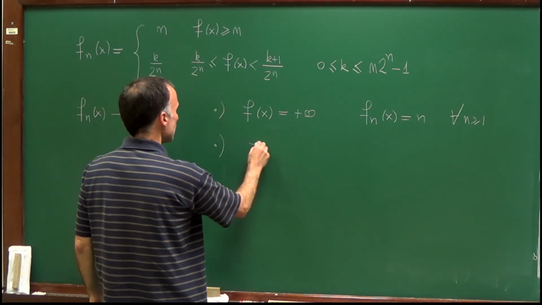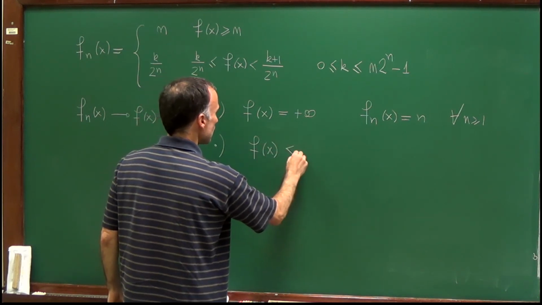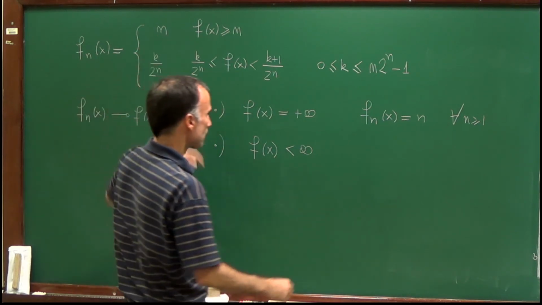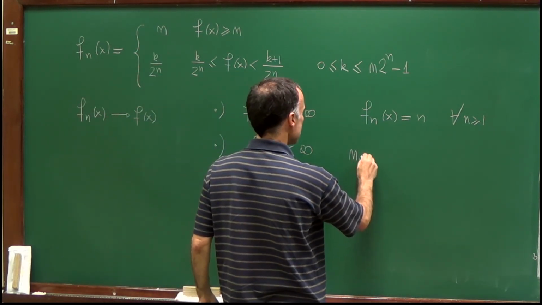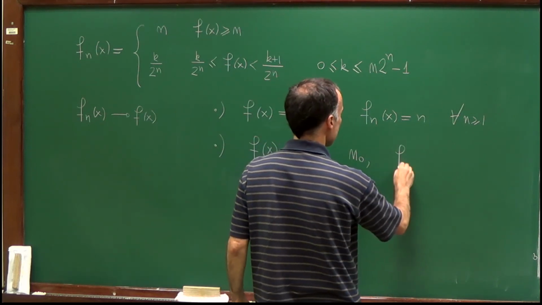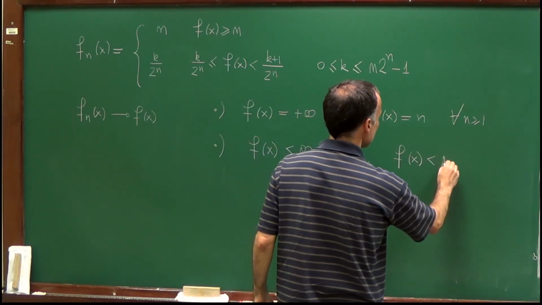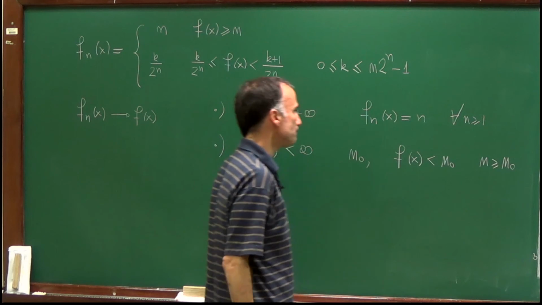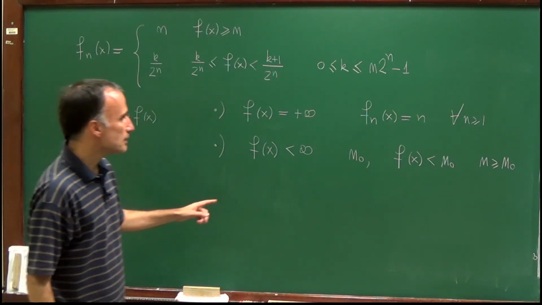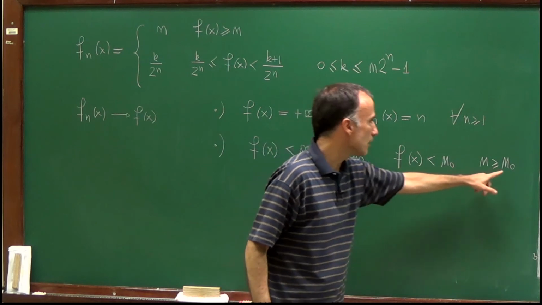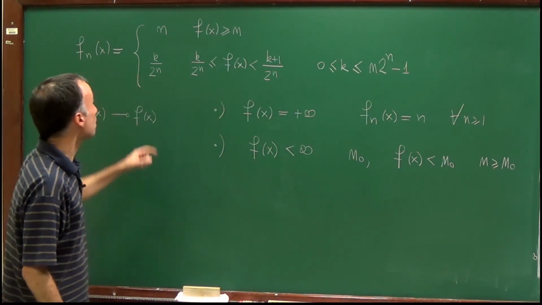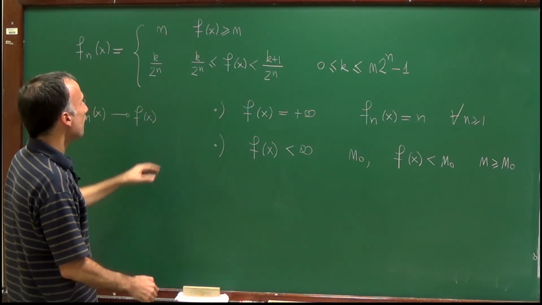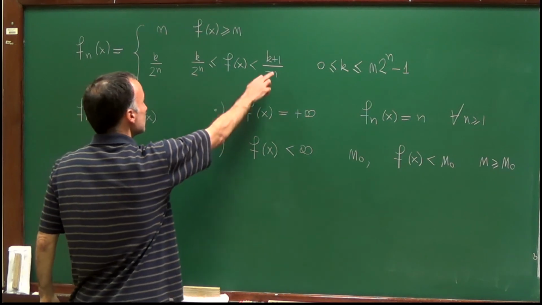Now let's assume that f of x is finite, and let's choose some n0 such that f of x is smaller than n0. And let's consider n larger or equal than n0. Okay? So this means that since f of x is smaller than n, Fn of x is defined in this way.